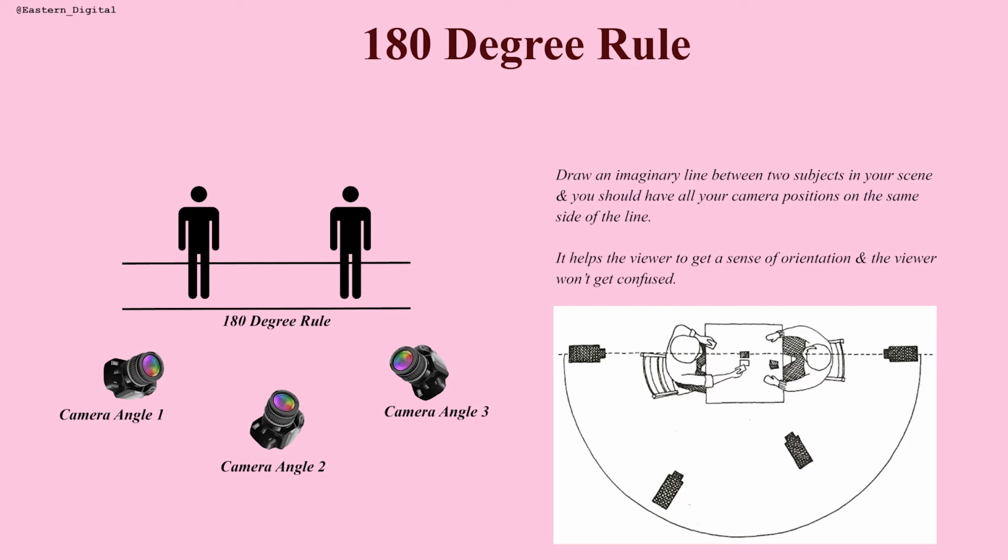In order to apply this rule, you need to draw an imaginary line between the two subjects. You should have all your camera positions on the same side of the imaginary line that you have drawn. Well, it is an example of giving the audience a good sense of orientation so that they will not get confused while they are watching that video. In this way, the viewer will not get confused at all with the angle and orientation while they are watching that video. Well, here is an example of the 180-degree rule.